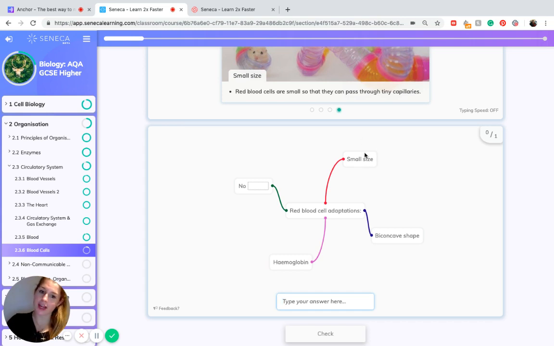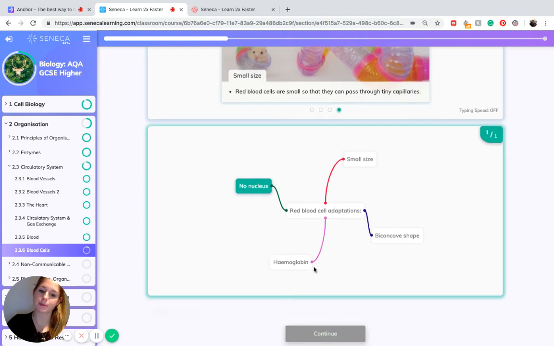They're small, so they can pass through the capillaries. They have a biconcave shape, so they have a large surface area. They have hemoglobin to carry oxygen, and they also have no nucleus to allow more space for more hemoglobin.